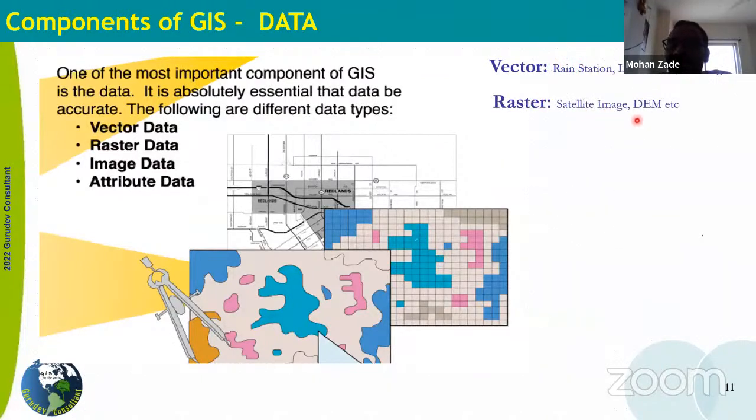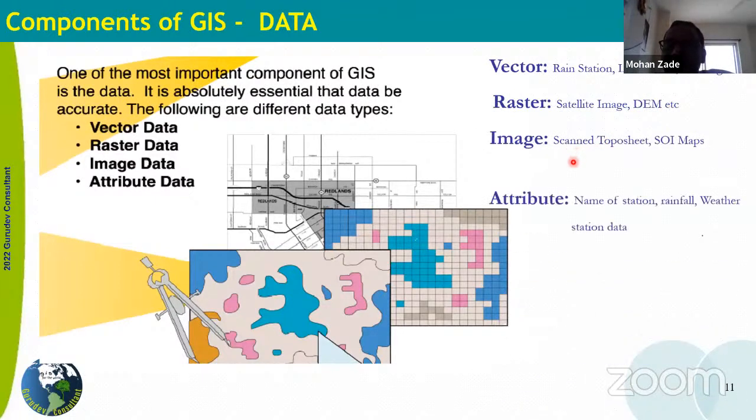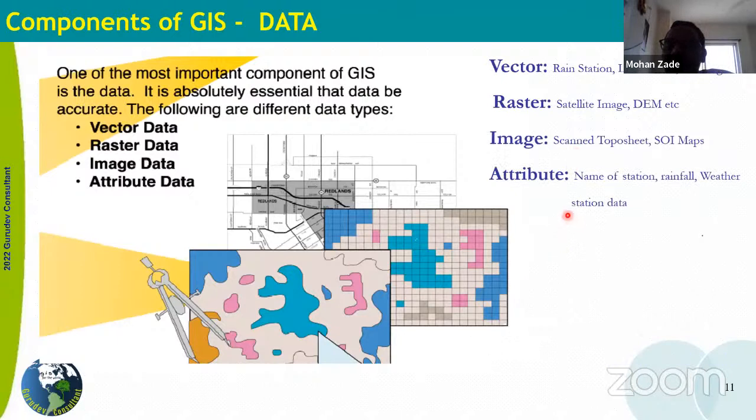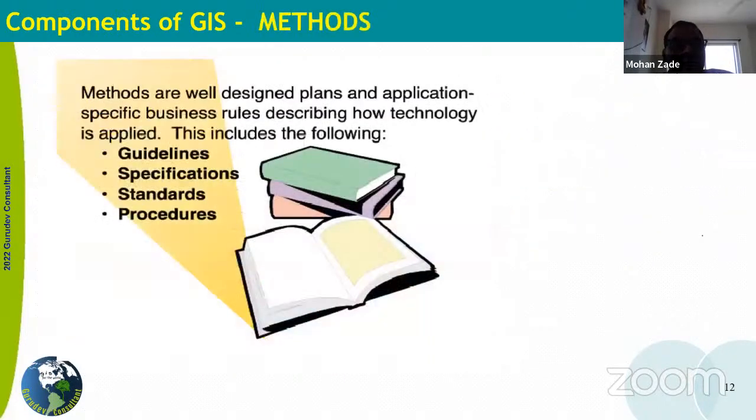Raster, those are the satellite images, or your DEM, or your Survey of India topo sheets. Scanned topo sheets, images, Survey of India maps. Attributes, and their number of stations, rainfall, weather station data. So year-wise, you have a series of rainfall stations. So those can be attached as attributes to the vector data.